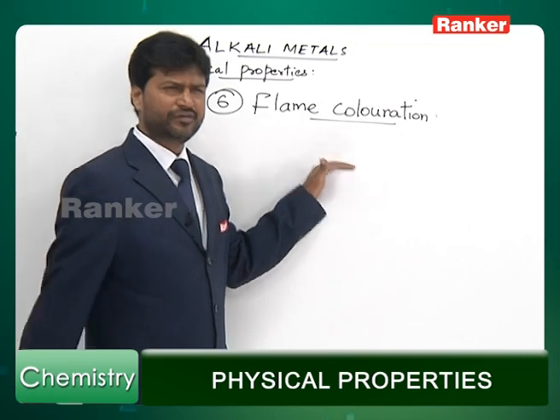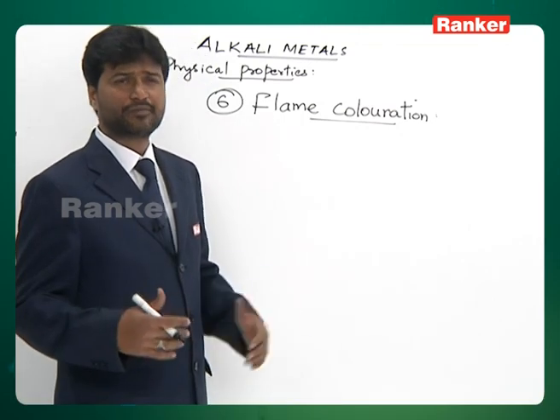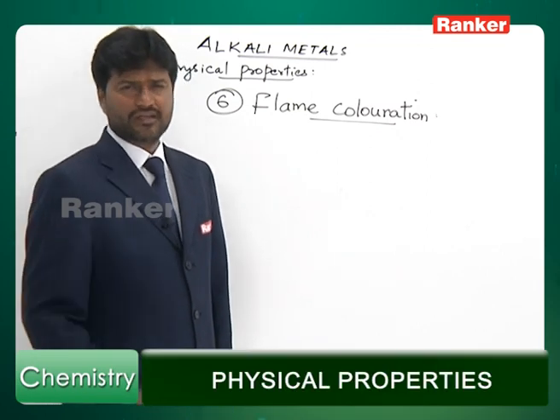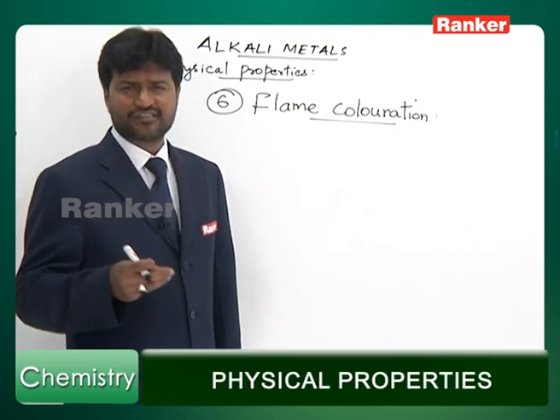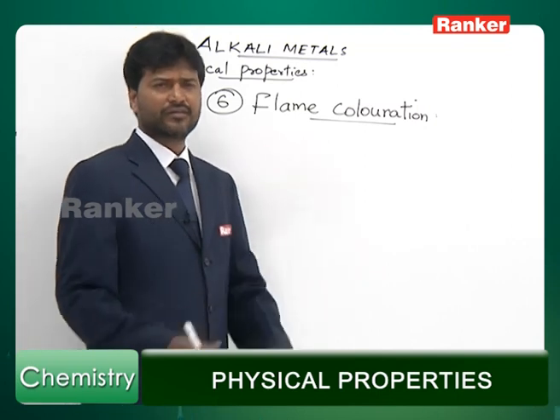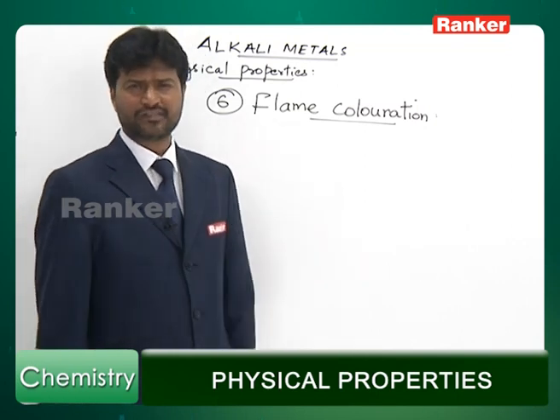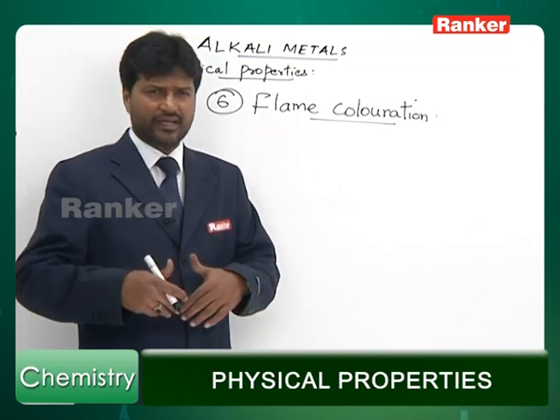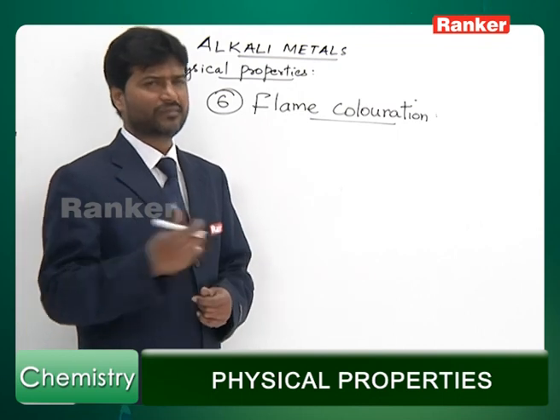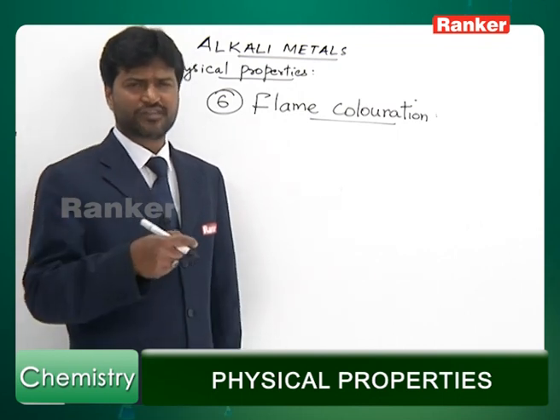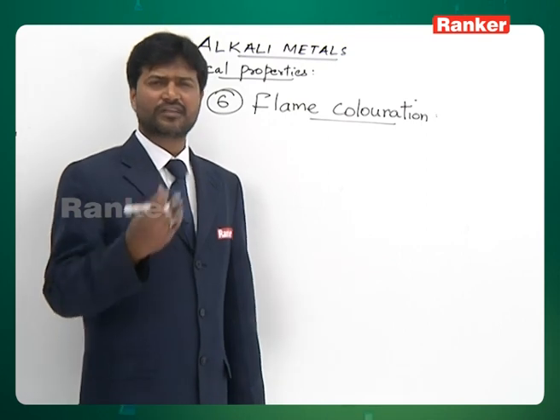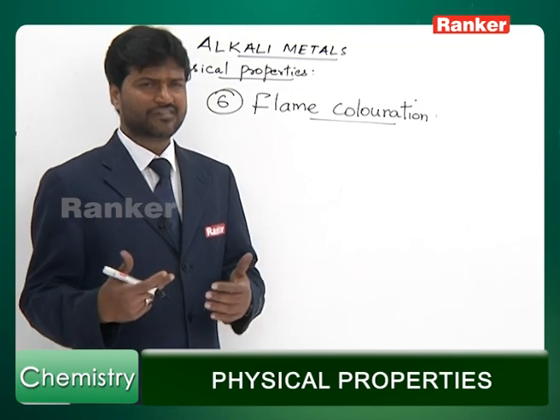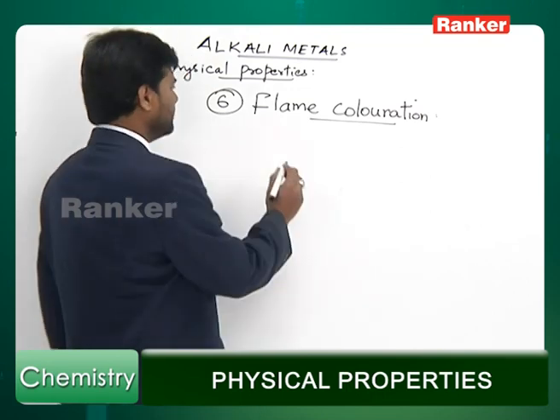The next property we are going to discuss about alkali metals is their ability to produce a characteristic color when exposed to a Bunsen flame. When the alkali metal salt is exposed to a Bunsen flame, it changes the color of the flame and gives a characteristic color. This is due to electronic excitation which takes place during its exposure to the Bunsen flame, and then the electrons come back to the ground state. When they come back to the ground state, they produce a characteristic color, and this is the list.